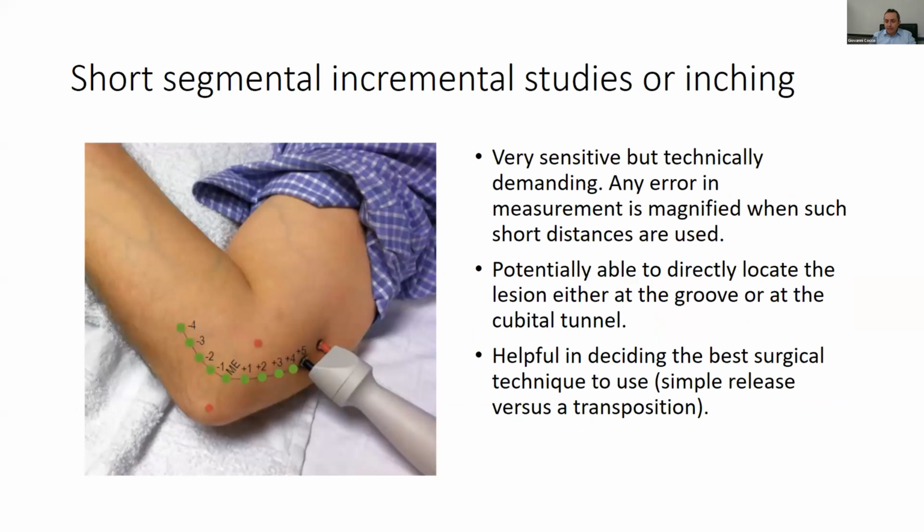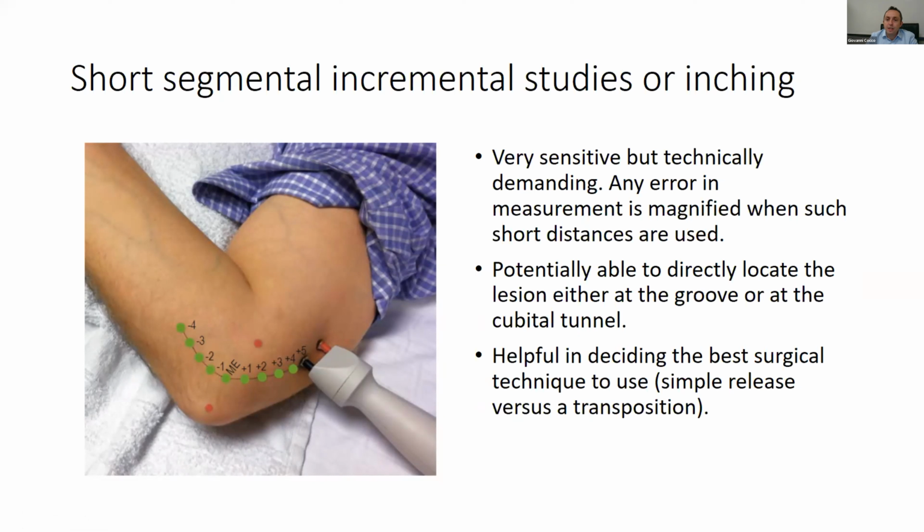Another way to increase the sensitivity of a test is to perform an inching of the ulnar nerve. What does it mean? It means that we are going to measure the velocity along the ulnar nerve at the elbow in short segments. So generally, we stimulate at least at 4 sites below the elbow and at least 5-6 sites above the elbow.